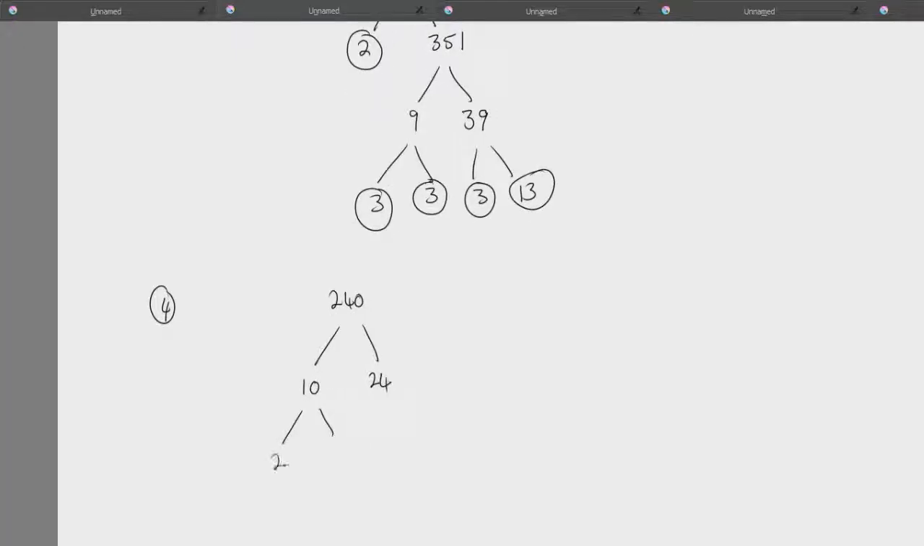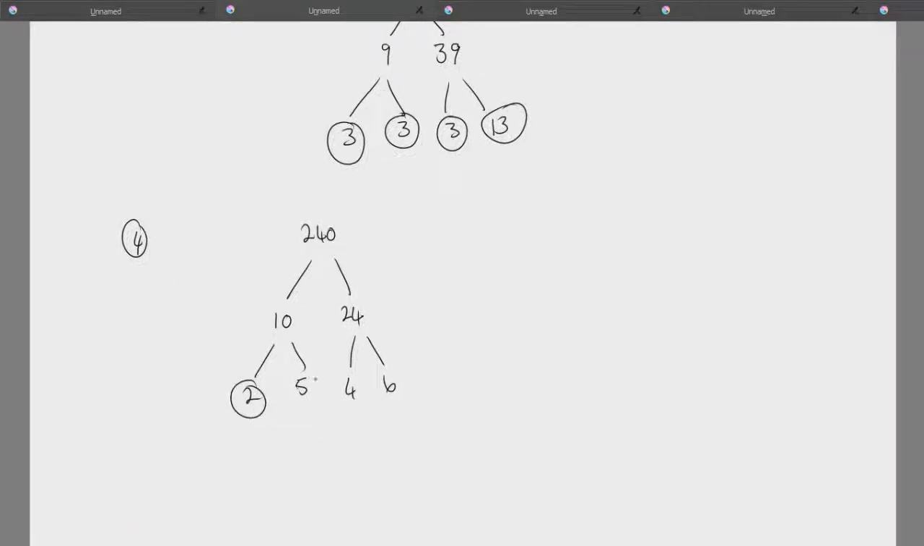10 splits into 2 and 5. 24 splits into whatever, 4 and 6 maybe. The 2 is a prime number, so I stop there. 5, but not 4. That's a 2 and a 2. And not 6. That's a 2 and a 3.